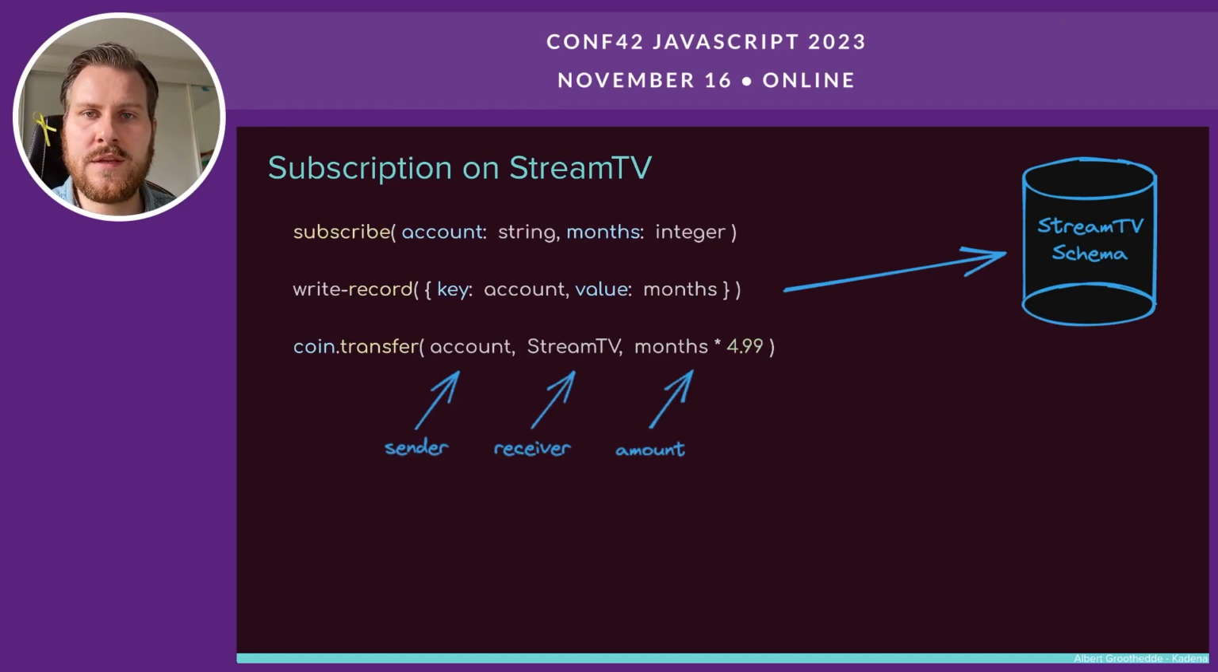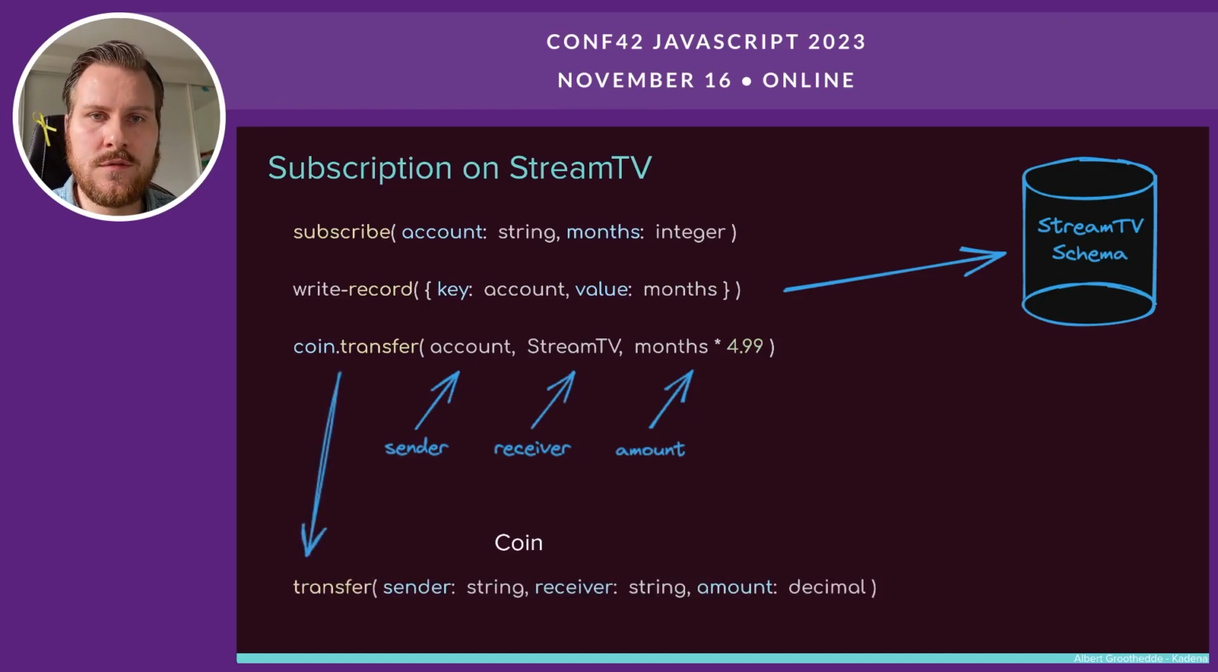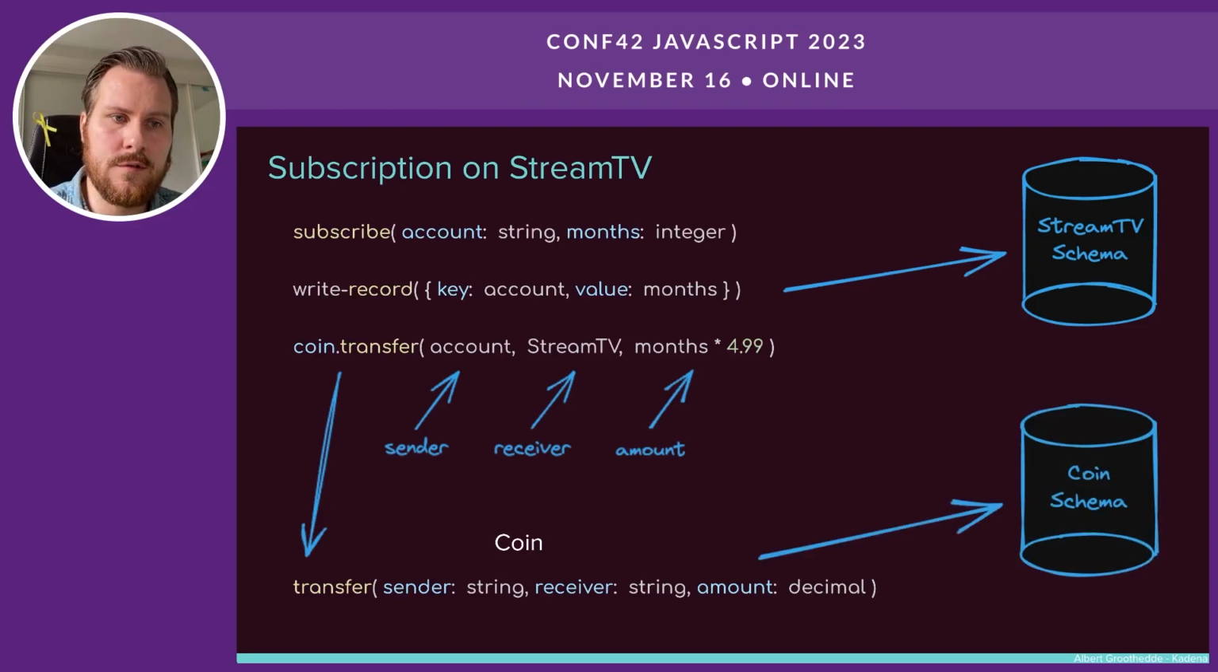Under the hood, when this call happens, it will include the coin module. The coin module itself has its own schema that will hold the amount of coins that someone owns. Whenever the transfer function is called, the sender's balance is checked whether it's sufficient in order to deduct the balance, such that it doesn't go below zero, of course. And in this case, the key of each record is the account name, and the value is the balance.